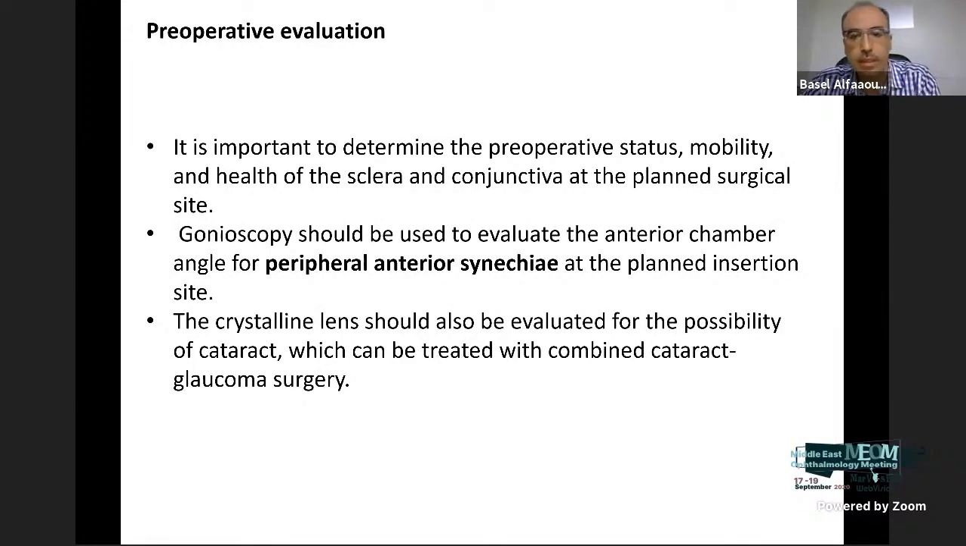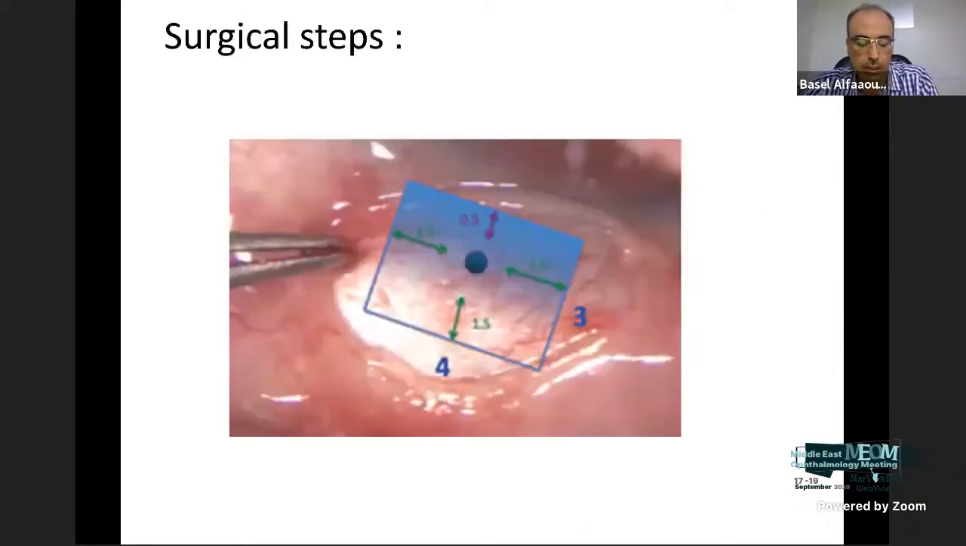It's important to determine the preoperative status, the mobility of the conjunctiva, the health of the sclera, and to determine the site of the surgery. Gonioscopy should be done to evaluate the anterior chamber angle for peripheral anterior synechia at the planned insertion site. The crystalline lens should also be evaluated for the possibility of cataract, which can be treated with the combined surgery with Express.